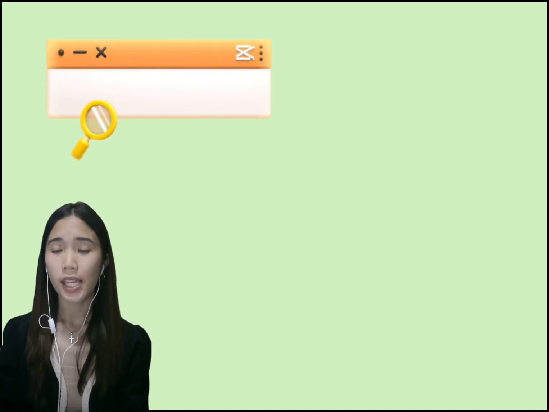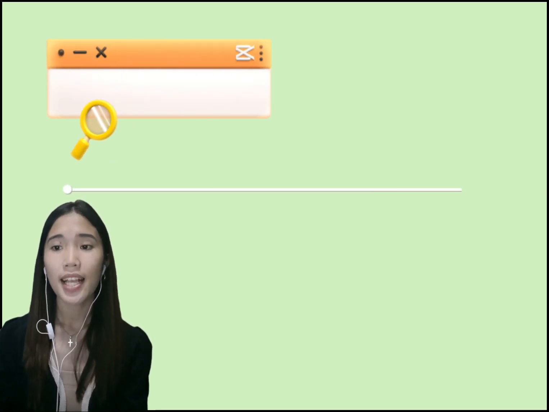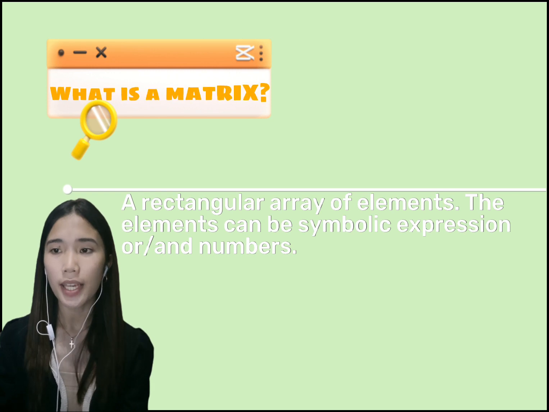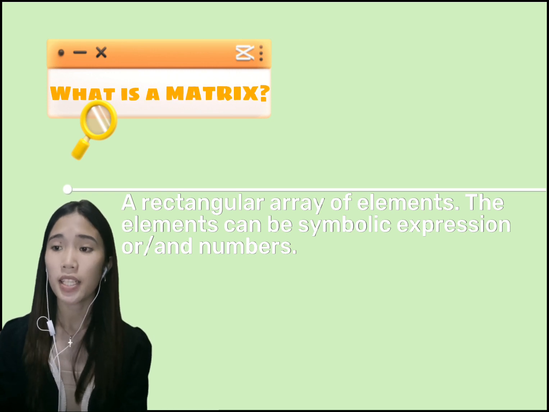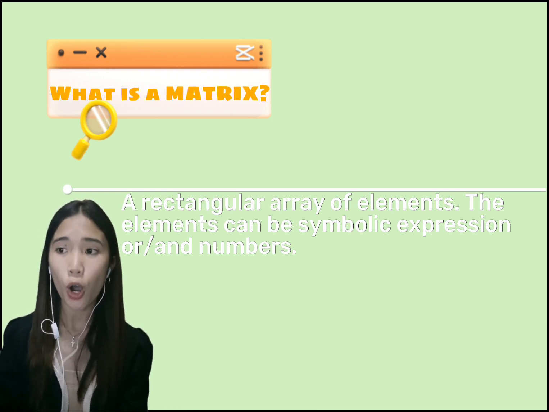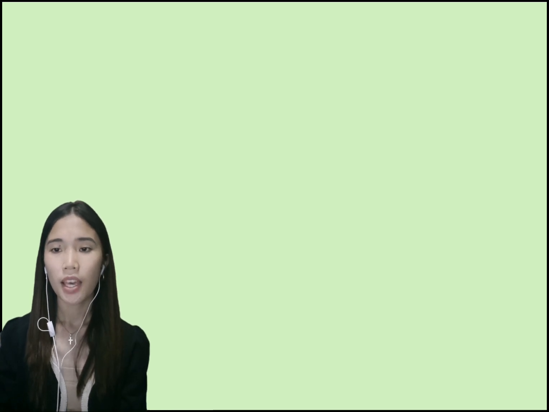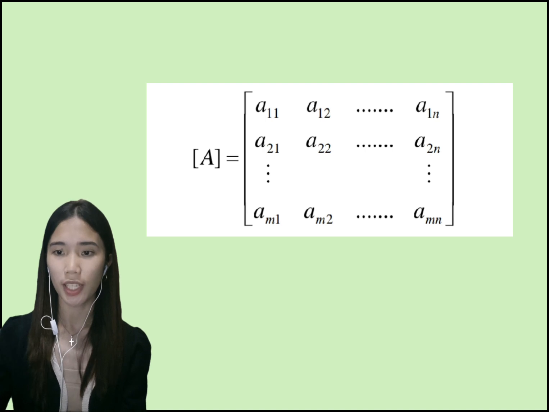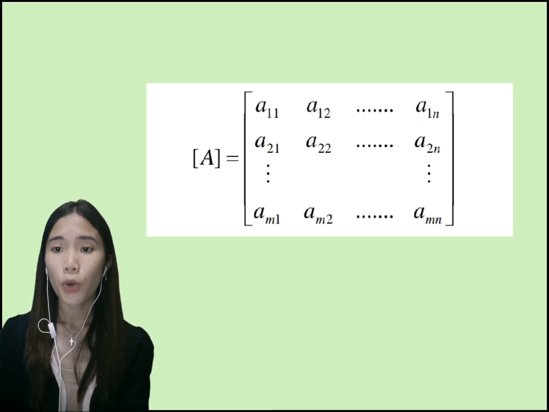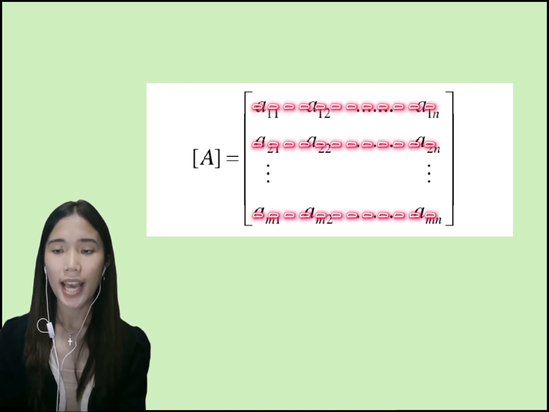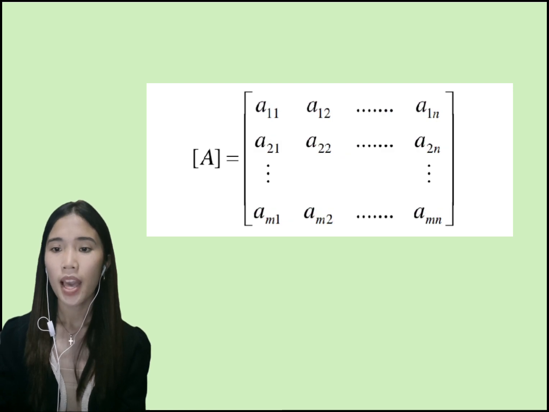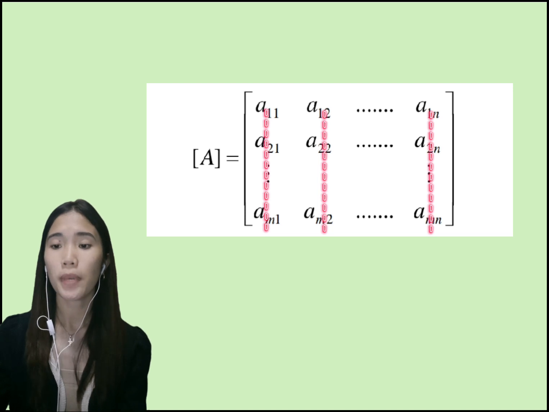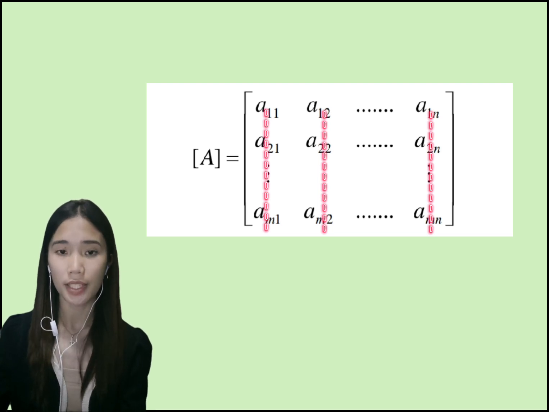So what is a matrix? A matrix is a rectangular array of elements. The elements can be symbolic expressions or numbers. Here, matrix A is denoted by this illustration. Row i of matrix A has n elements and column j of matrix A has m elements.